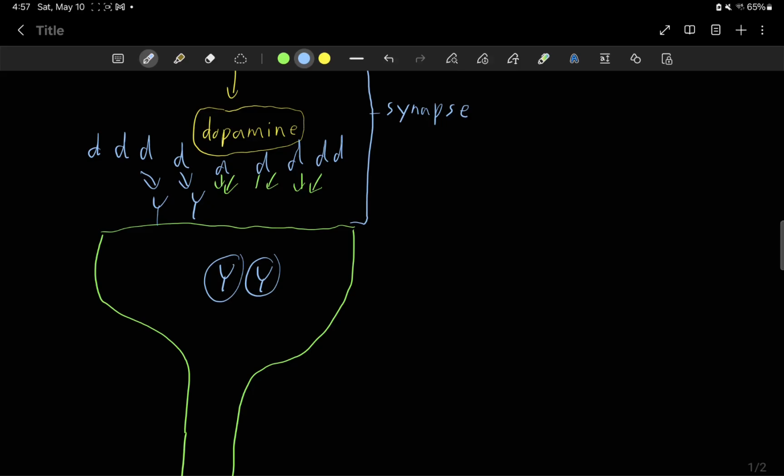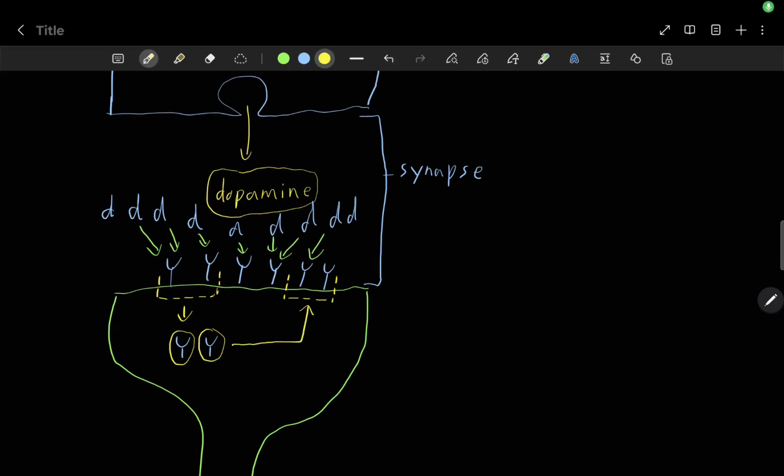Then we resensitize it and the receptors go back up. But again, if there's too much signaling, then they'll have to be brought back inside again. So it's like a cycle of desensitization and resensitization. So in case it wasn't that clear, I've drawn a little diagram here.